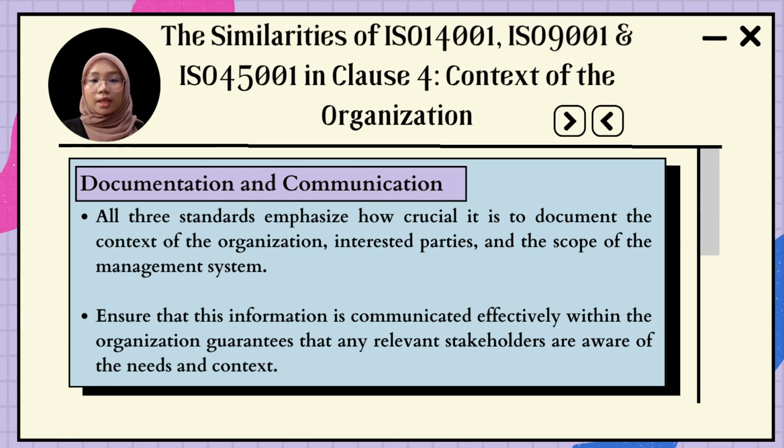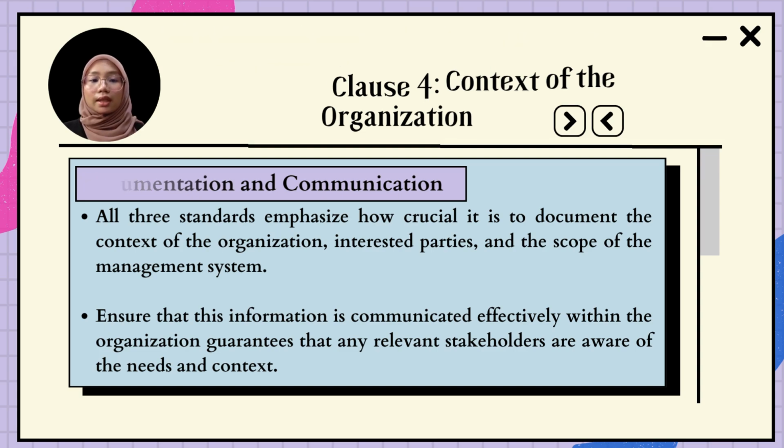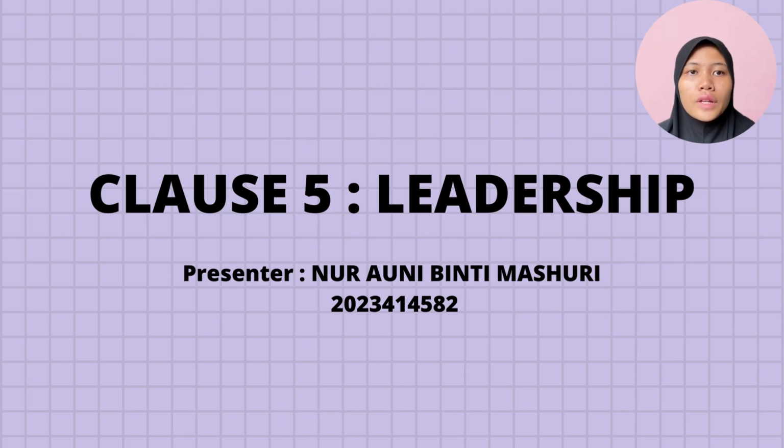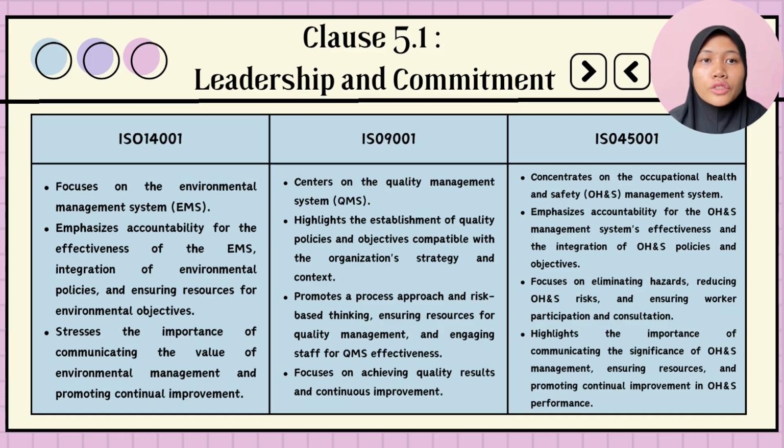So all these three standards emphasize how crucial it is to document the context of the organization, interested parties, and the scope of the management system. It is also to ensure that this information is communicated effectively within the organization, which guarantees that any relevant stakeholders are aware of the needs and context. Next, I will explain about clause 5, which is leadership. For the clause 5.1, leadership and commitment.